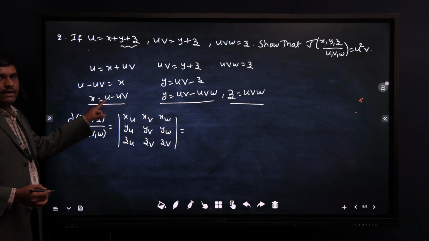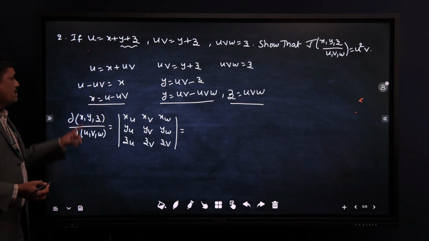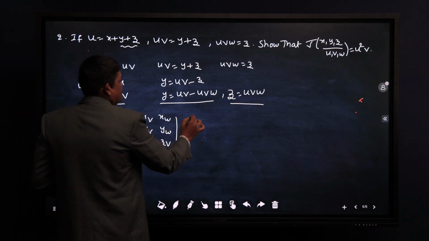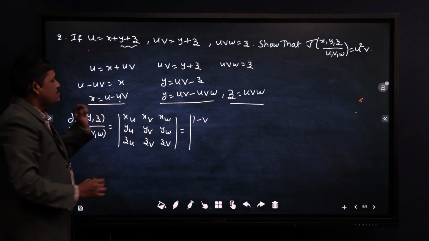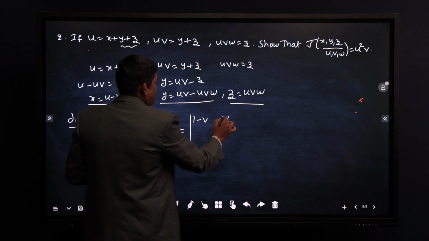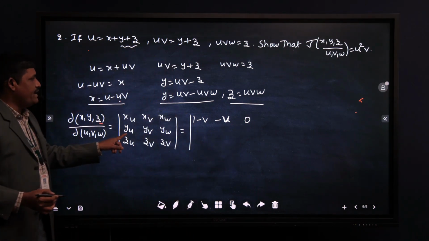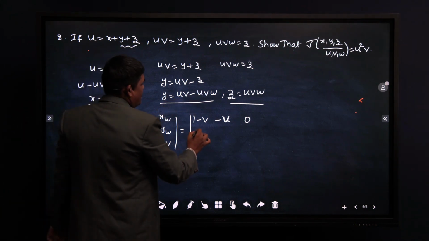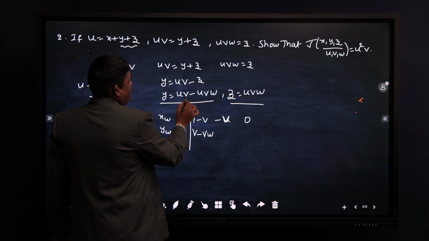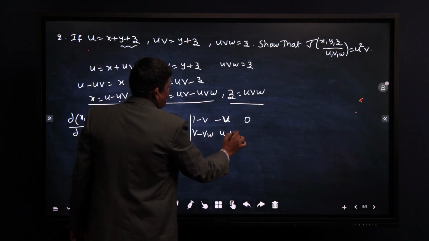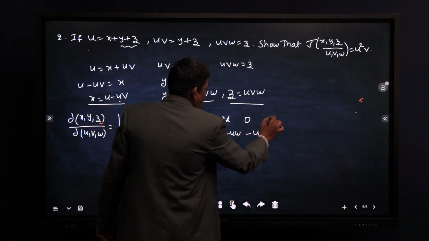Now xu, you are going to get this derivative. If you feel some difficulty, then let's go for each and every one individually. So xu, u with respect to u is 1, so you are going to get 1 minus v. xv, so v is available here, so only that part is alive, remaining not, so minus u, and xw, there is no w, simply 0. Next yu, u is available here and here, u will become 1, so you are going to get v minus vw. yv, so v is available here and here, so u minus uw. yw, here w is available, that part will come as uv.